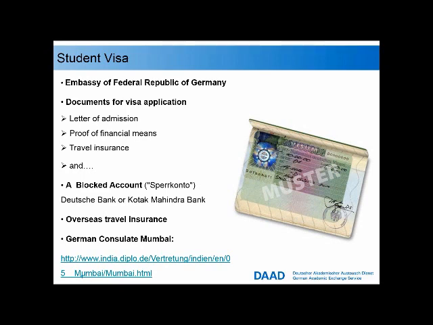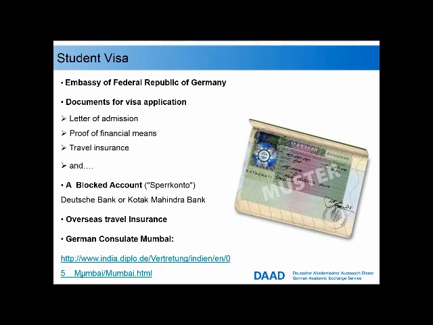For visa application, the important thing is the blocked account, which most of you are already aware of. You can open a blocked account in a German bank like Deutsche Bank or in Kotak Mahindra. After opening a blocked account, you can then apply for a student visa, because it is an absolutely mandatory requirement to have a blocked account as your financial proof. You need to block a certain amount of money, which is pre-decided by the consulate, and the amount is available at the consulate website. So you can pre-check that and then open a blocked account accordingly.